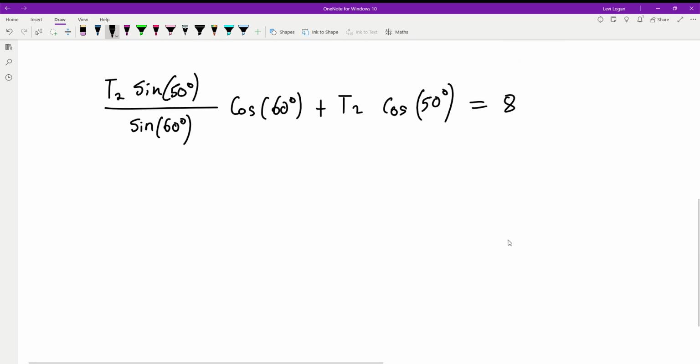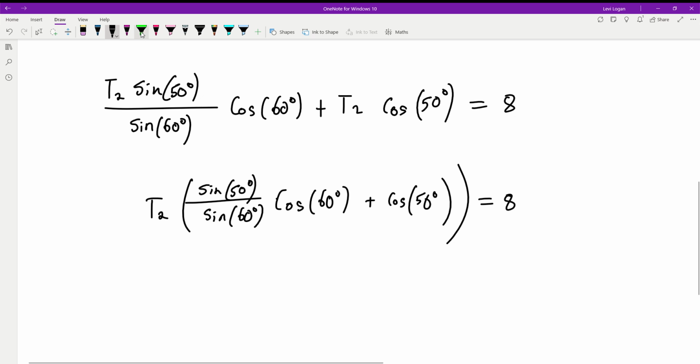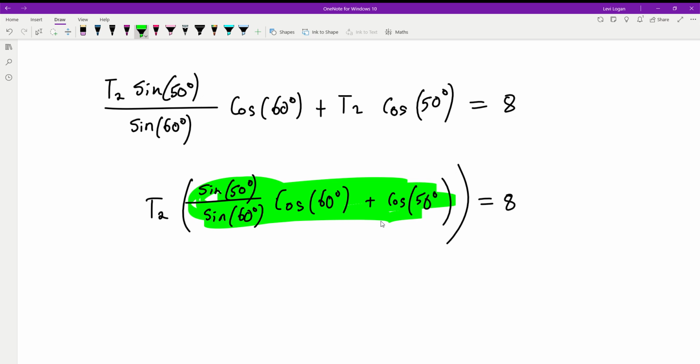Now you can see in this new equation, we can factor out T2, so we get T2 times all these terms: sine of 50 degrees over sine of 60 degrees, times cos 60 degrees, plus cos of 50 degrees, is equal to 8, okay? If we wanted to, we could divide the entire equation by this, but at the moment that's pretty messy, so we can use a calculator to work out exactly what it is. I'm probably going to round to a couple of decimal places, because sine of 50 will be rounded, but sine of 60 and cos of 60 give you exact values, I know that for a fact.